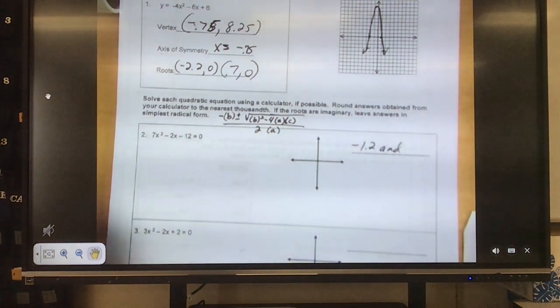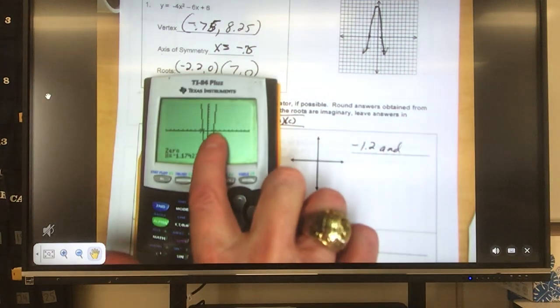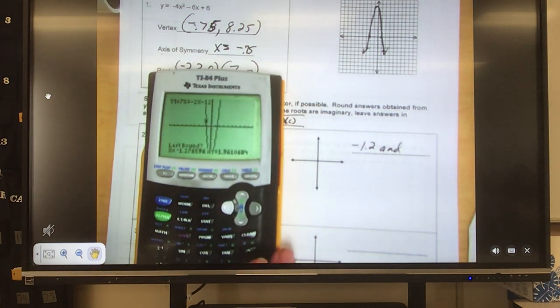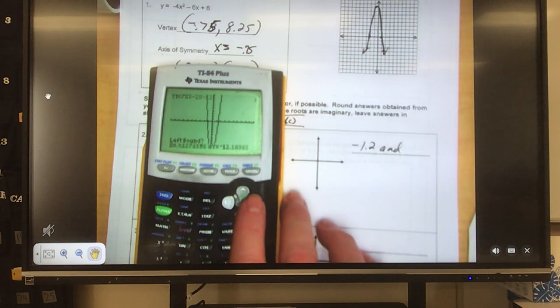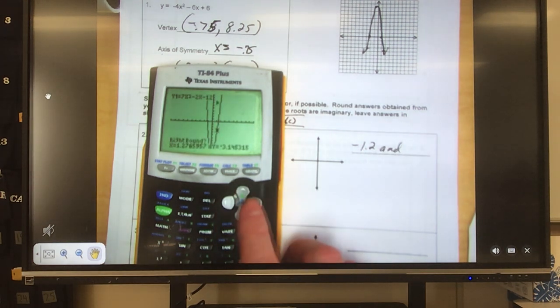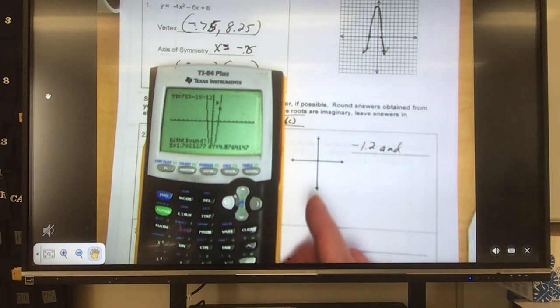And my other x value here, second trace, number 2 for zeros. Go over here for a left bound. It tells me put it underneath, enter. Right bound, I put it above the x-axis, enter. Yes, enter. And it's 1.5.